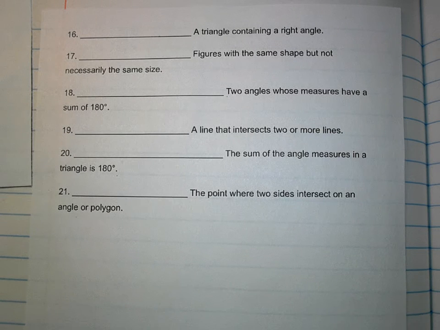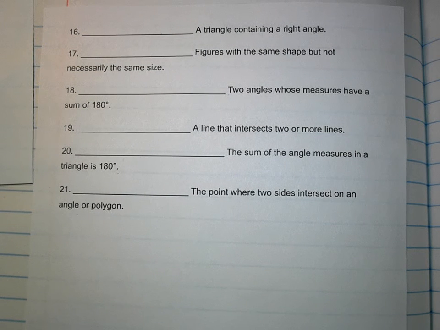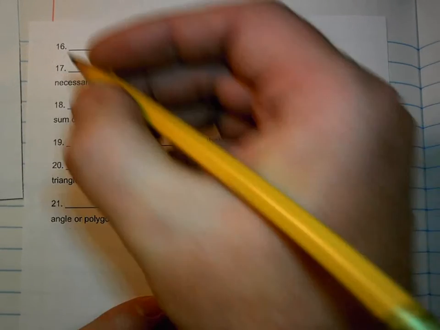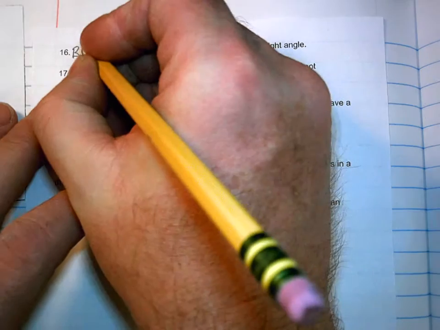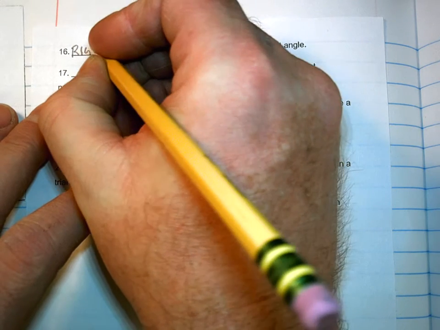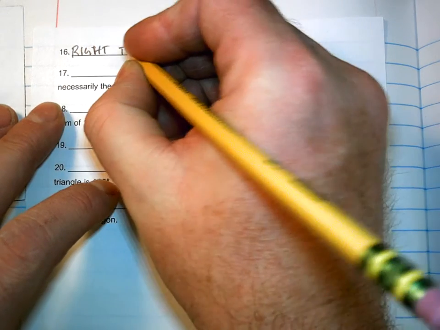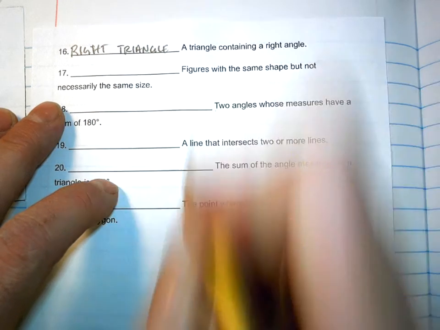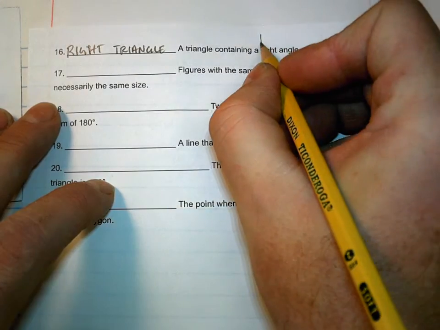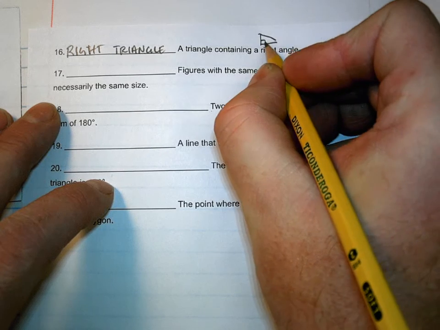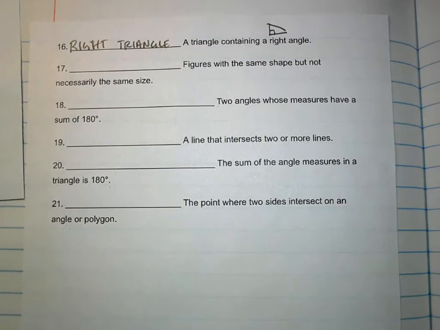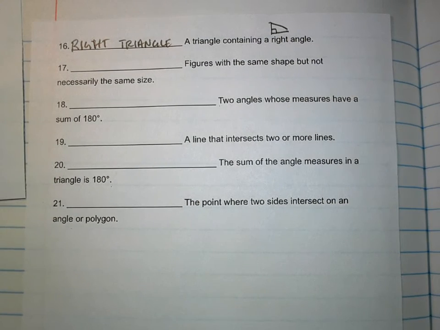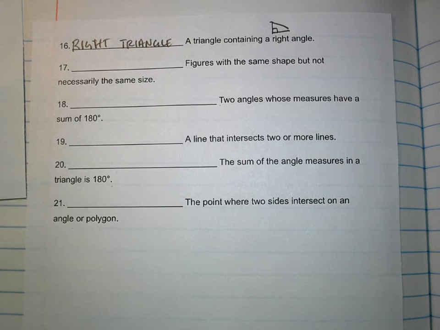So, let's talk about a triangle containing a right angle. What's it called? Right angle. No. Right triangle. It's called a right triangle. Wait, there's more vocab? All right. A right triangle. So a right triangle contains a right angle, and we denote that by drawing a little square in the corner. That means it's 90 degrees.